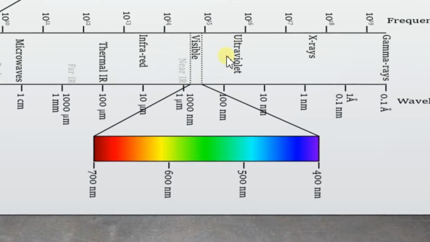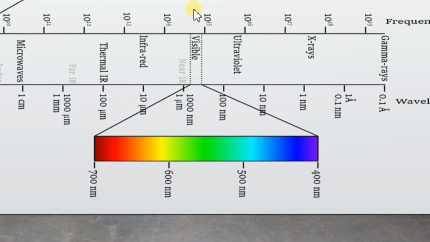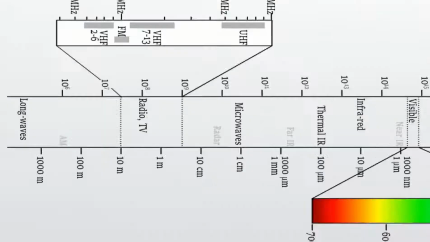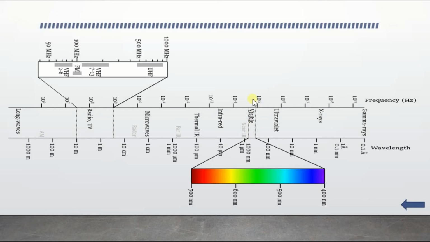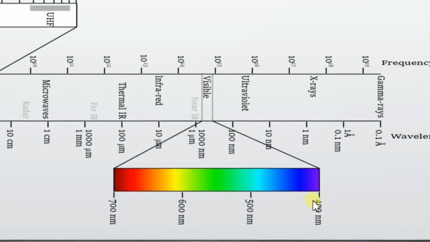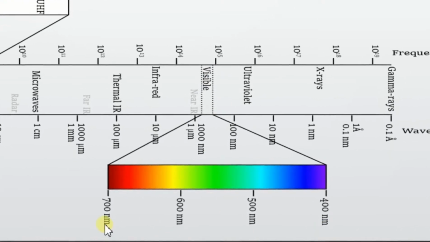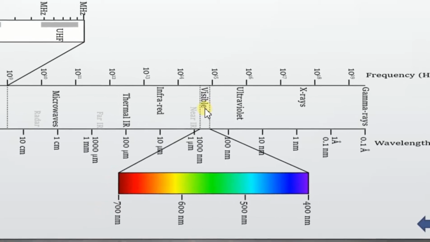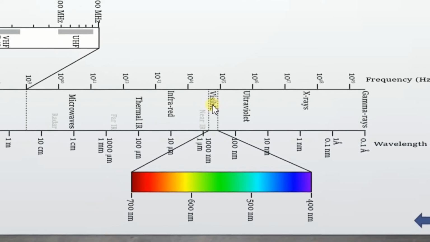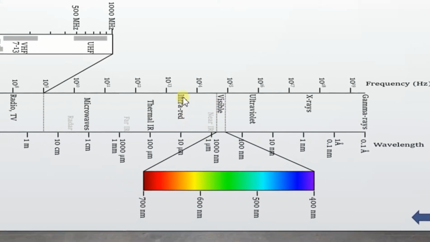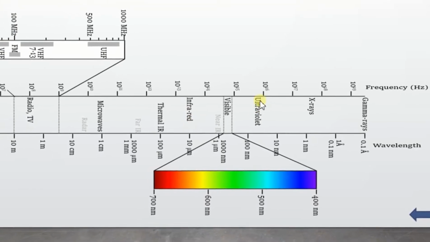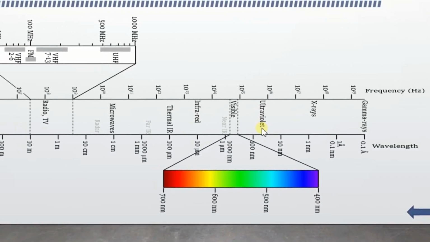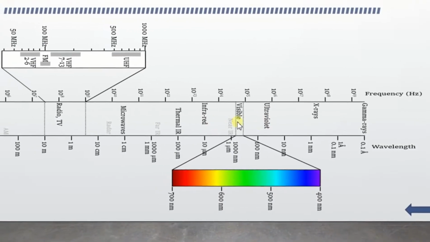Here we are able to see a certain part called the visible light. At the top of this scale you are able to find the frequency, and at the bottom you are able to find the wavelength. The visible light is between 400 nanometers to 700 nanometers of wavelength. Beneath the visible light, you see the infrared, and at the top you see the ultraviolet. So these are the ends of the visible light.